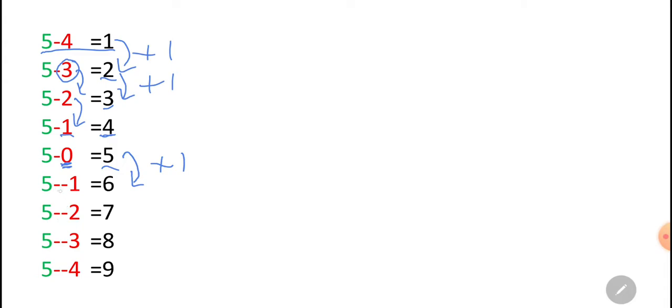So 5 take away negative 1, maybe I should put that in a bracket like that, is equal to 6. And 5 take away negative 2 is equal to 7. And 5 take away negative 3 is equal to 8. And 5 take away negative 4 is equal to 9.